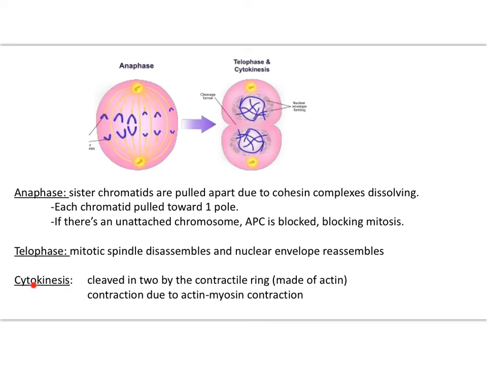Then cytokinesis, this is when the cell is cleaved into 2 by the contractile ring, right along here. It's also known as a cleavage furrow, which is very blurry and impossible to read here. But the main point is we'll call it a contractile ring, and this is made of actin. So this is another role for the cytoskeleton in the M phase. Then the contraction of the contractile ring is due to actin and myosin.